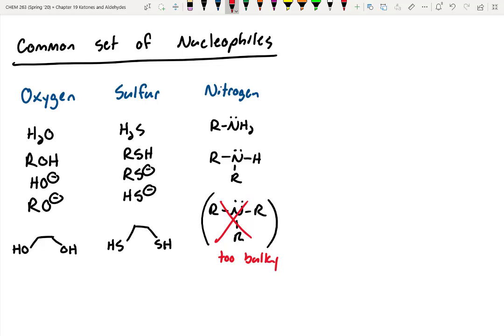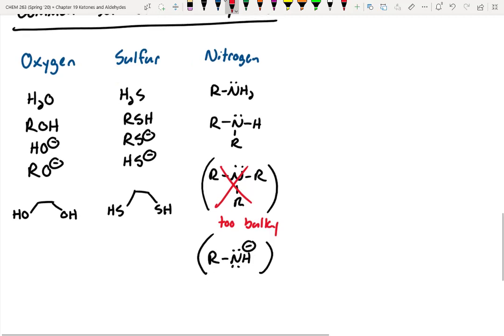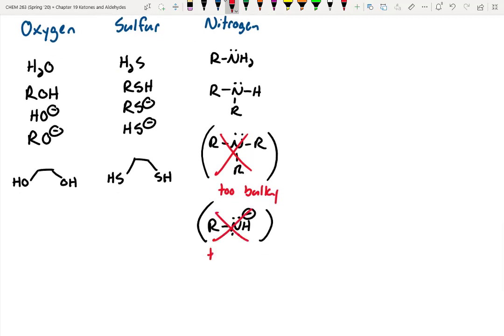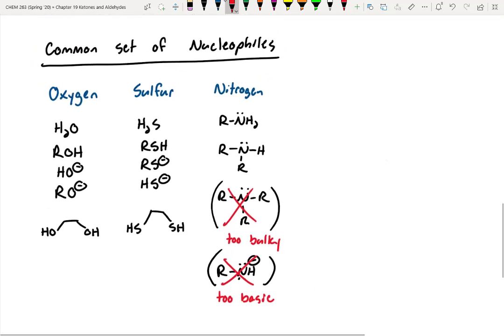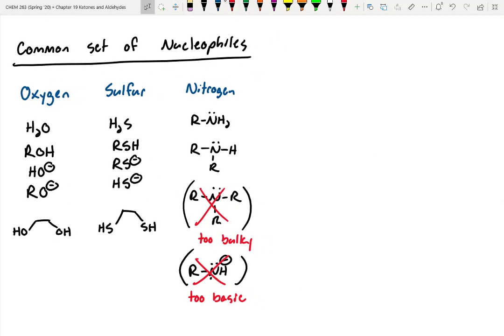All right, and then students will ask, what about nitrogen with a negative charge, right? We've got oxygen with a negative charge and sulfur with a negative charge. What about nitrogen with a negative charge? The problem with nitrogen with a negative charge, let's even write it down, is that this is way too basic. It'll do acid-base chemistry. So it's typically not used as a very good nucleophile because it'll just do acid-base chemistry before that nucleophile has a chance to find an electrophile.